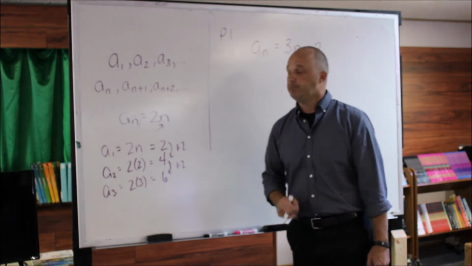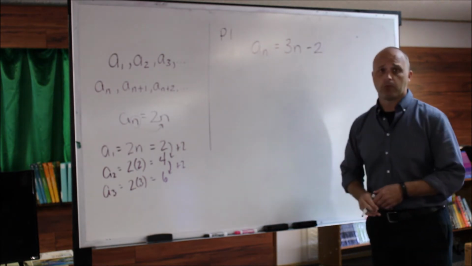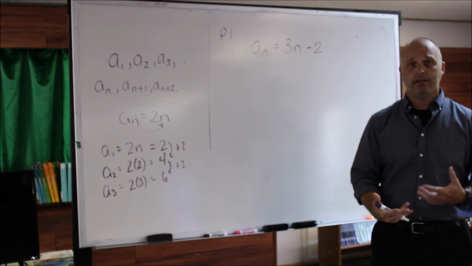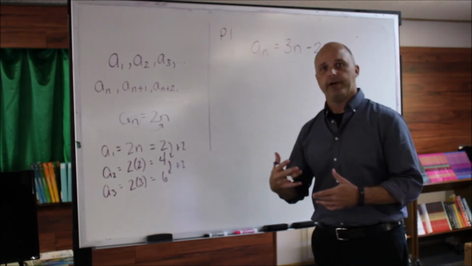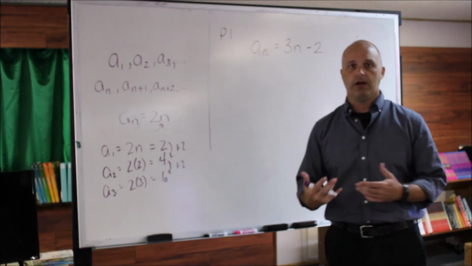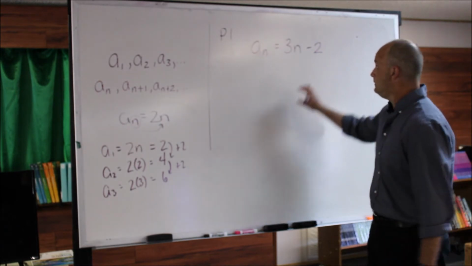So now we know that each time we move up one term in the sequence, we're going to add 2 to the output. Now coming over here to problem number 1, we're going to do this exact same thing. What the book wants us to do is to figure out the first 10 terms, or the first 10 outputs, in this sequence.